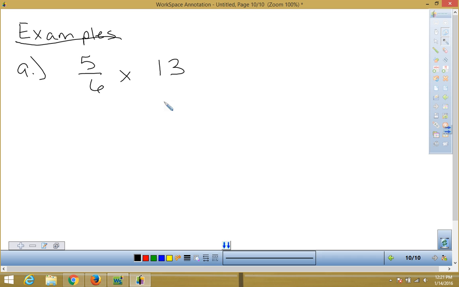So if we're looking at this and we know we have to round, what are you going to round 5/6 to, Dylan? 1. So your problem here for estimating is 1 times 13, which equals what? 13. That's it. All right? So we're going to just practice some, and then you guys are going to have time to work while you're with me, okay?